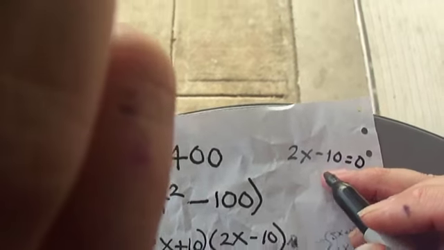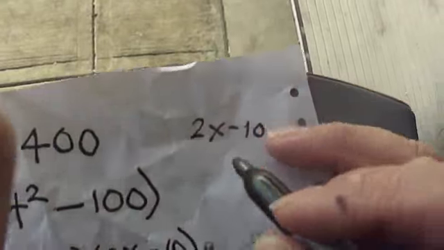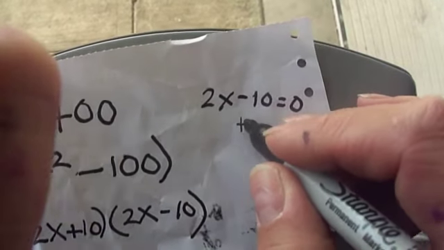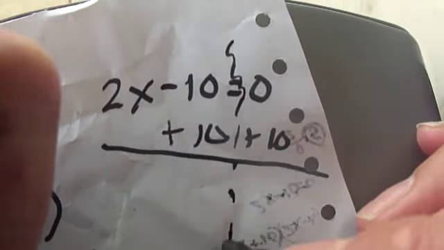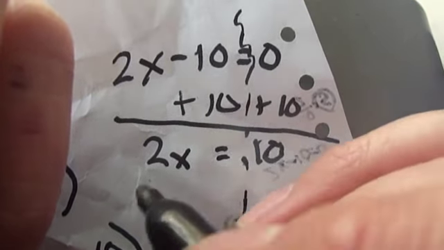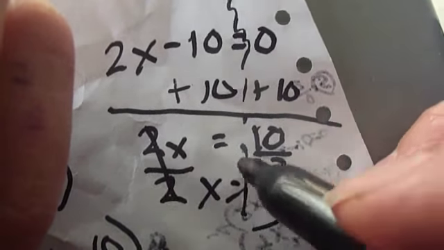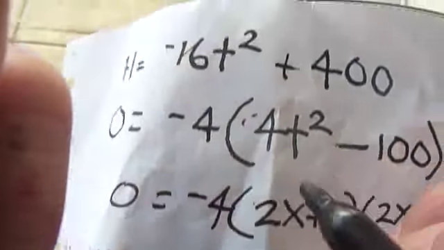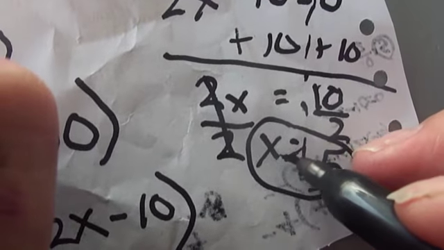Isolate. Add 10 to both sides. Boom. We're left with 2x equals 10. What's the next step to isolating x? The 2 is connected by multiplication, so we undo it with division. Divide by 2. x equals 5. We were talking about x being the independent variable, being time, seconds, tick, tick, tick. So the answer is 5 seconds.